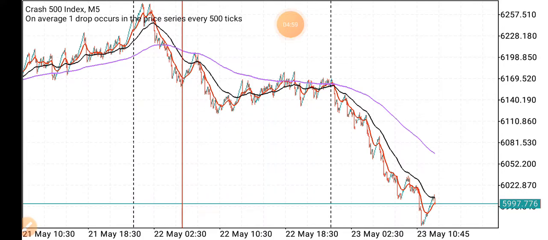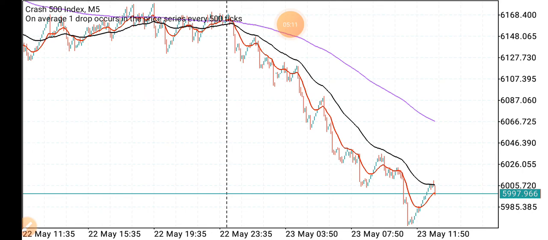Okay, so as I said, this strategy works based on what? It works based on the M15, M5, and M1. But I use it on the M5 and the M1. The rules are simple for this strategy, guys.